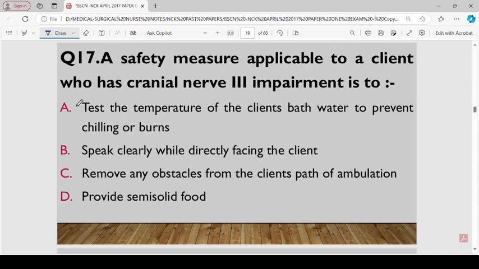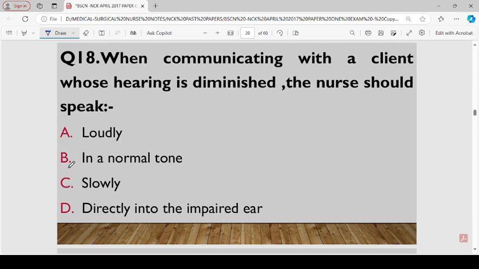A safety measure that's applicable to a client with cranial nerve 3 impairment. Cranial nerve 3 is the oculomotor nerve, which controls eye movement, eyelid elevation, and pupil constriction. Looking at our options here, D is all about peripheral neuropathy, B about hearing impairments. I think C will be the best option for us: moving obstacles in the path.